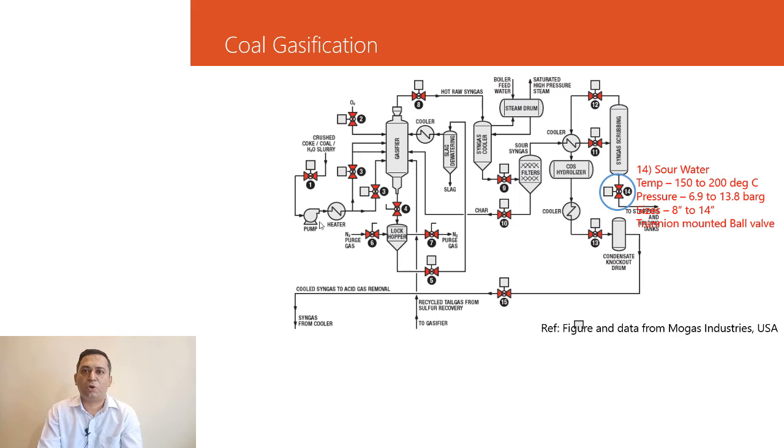14 will be sour water. Temperature will be 150 to 200 degrees centigrade. Pressure will be 6.9 to 13.8 bar, and size will be 8 to 14 inch tunnel mounted ball valve. Because the media is much cleaner, that is why we are using a tunnel mounted design in this case.